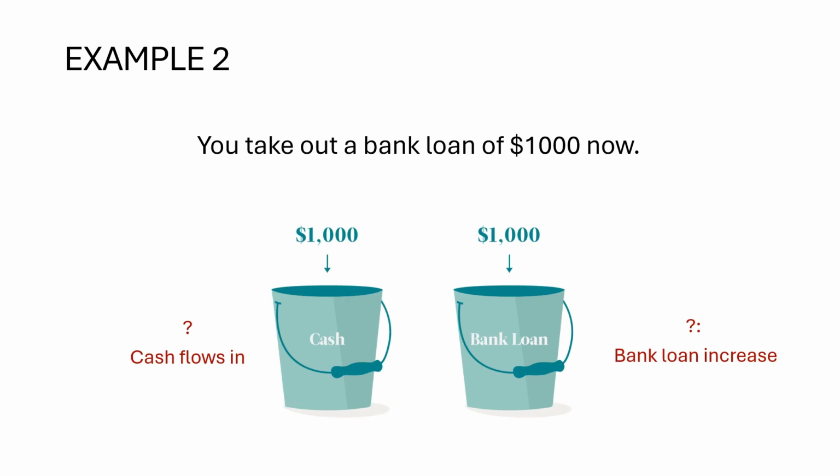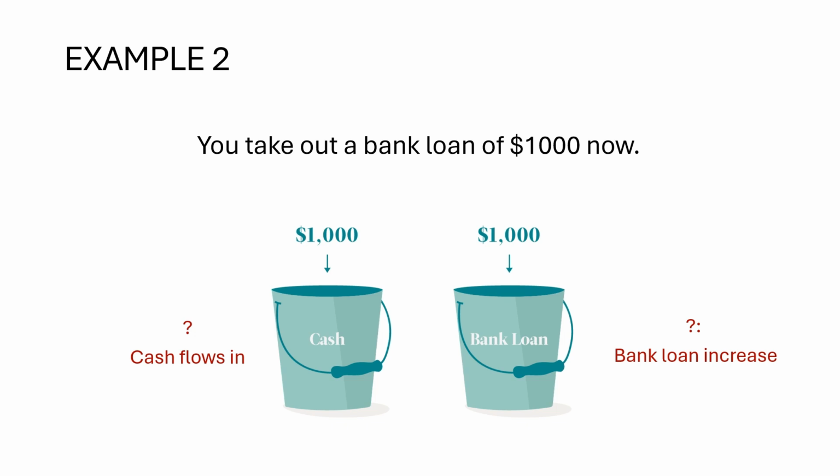Here is the second example. You take out a bank loan of $1,000 now. This is another very common business transaction. Taking out this loan, which is a liability, you can record this in two effects. One is liability increase. The other one is you got some cash from this loan, but this cash needs to be repaid in due time.